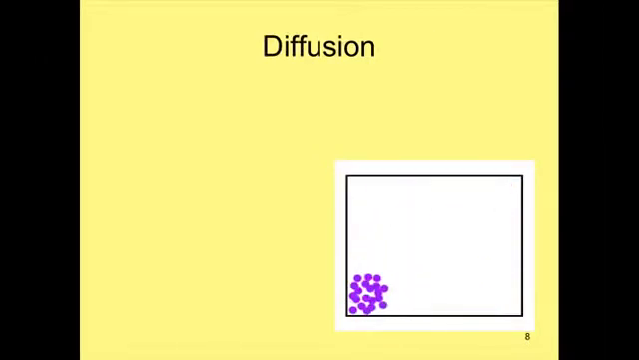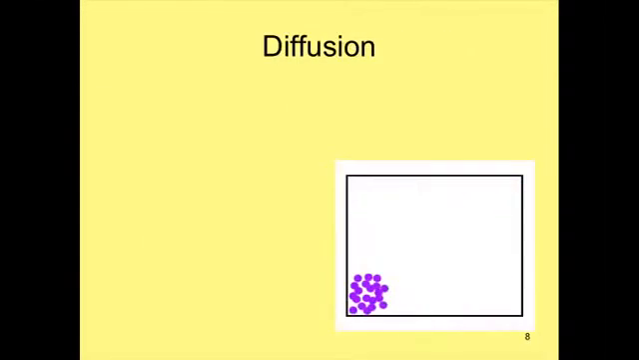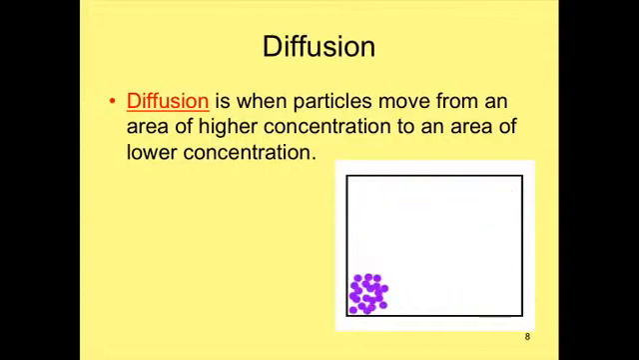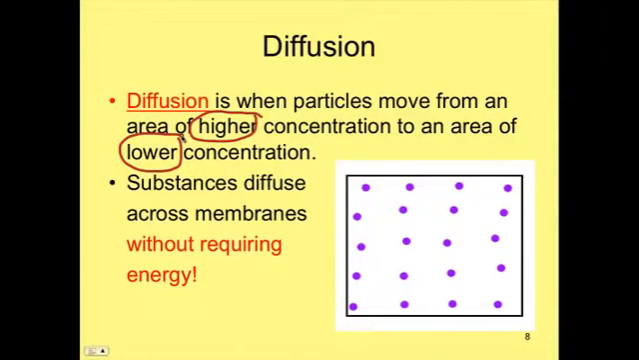The first thing you're going to learn about is diffusion. Diffusion is when particles move from an area of high concentration to an area of low concentration. Now I'm going to back up the video so you can watch this again. You notice that the particles are very concentrated at the corner and then they spread out. So once again, diffusion is when particles move from an area of high concentration to an area of low concentration. Substances diffuse across membranes without requiring energy.